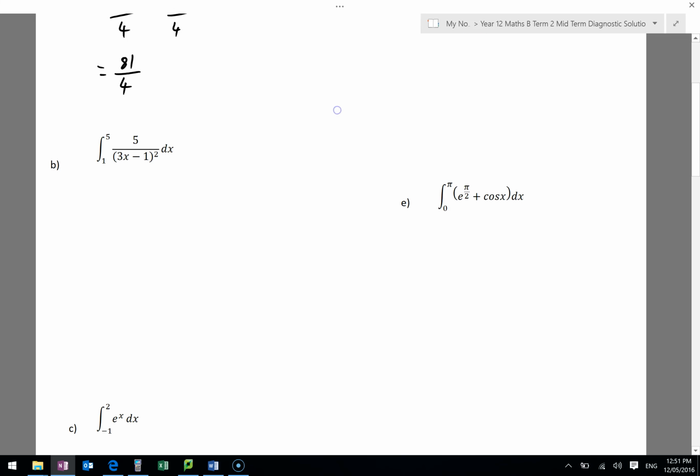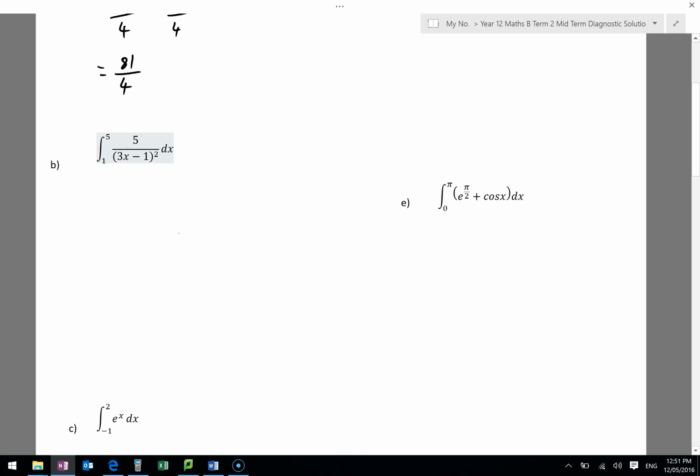Part B, try and do integration. There's a fraction, so I'll first investigate whether the top is the derivative of the bottom. So if I was to differentiate the bottom, I'd get 3x minus 1, reduce the power by 1, multiply by the power, and multiply by the derivative of what's inside. Okay, there's no way that I'm going to be able to change the 5 to turn into this big mess here, 18x minus 6. There's no way I'm going to be able to make it look like that.